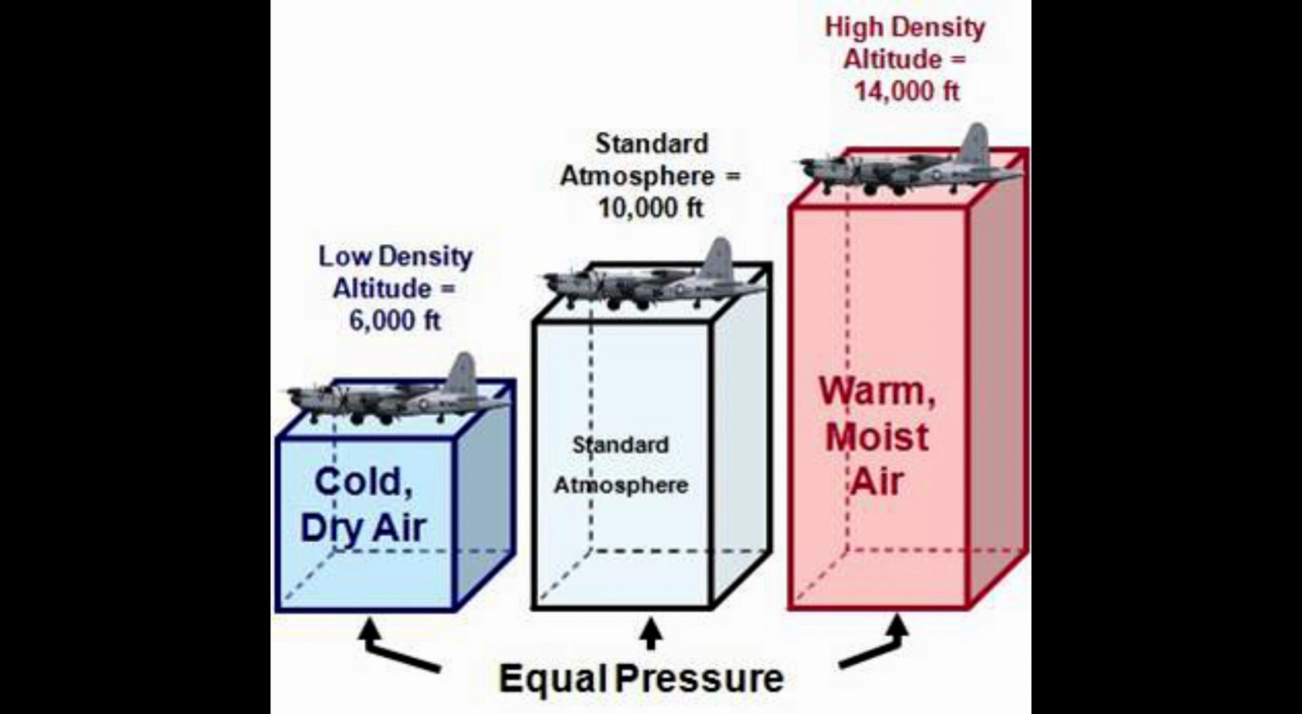Density altitude is pressure altitude corrected for non-standard temperature. As the density of the air increases, lower density altitude, aircraft performance increases. Conversely, as air density decreases, higher density altitude, aircraft performance decreases. A decrease in air density means a high density altitude. An increase in air density means a lower density altitude.